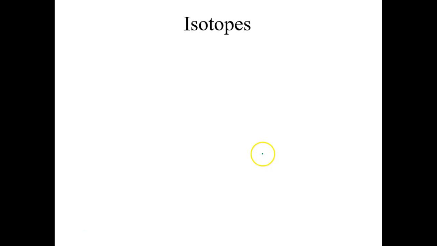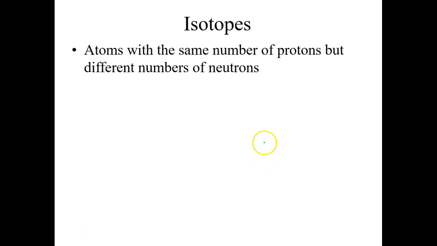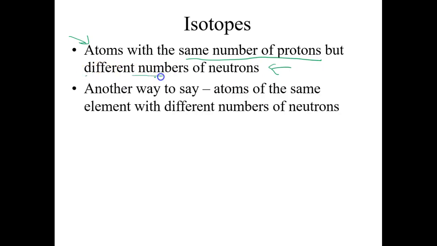All right, focusing in on isotopes. This is a definition. Write this down, please. Atoms with the same number of protons, but different number of neutrons. Another way to say this is that they are the same element with different number of neutrons. Okay? Same element, different number of neutrons.